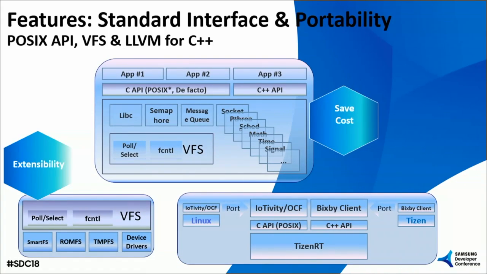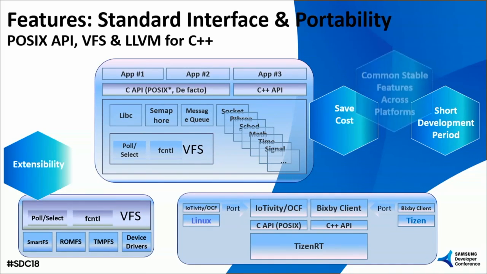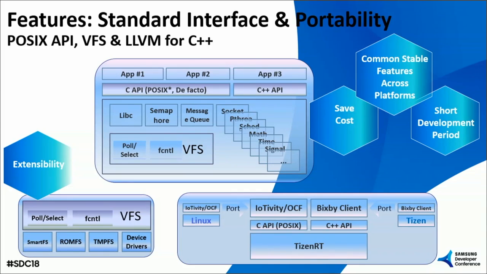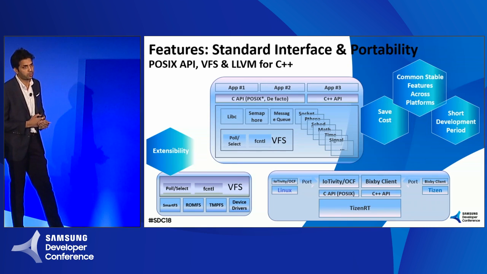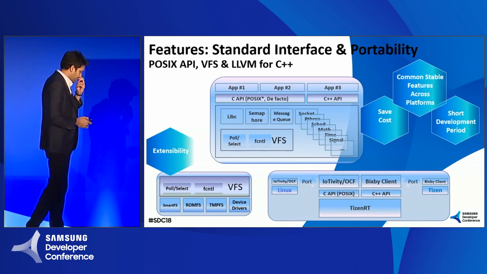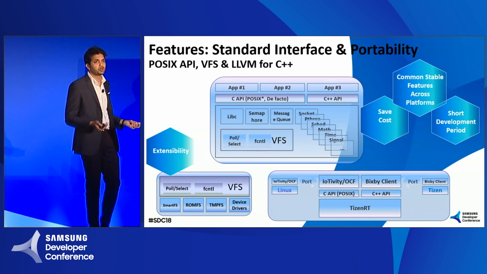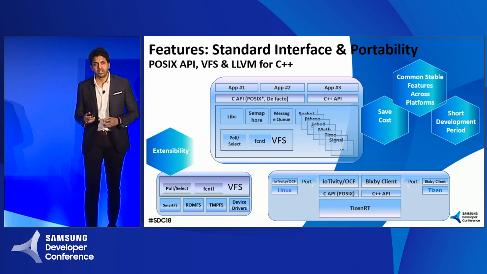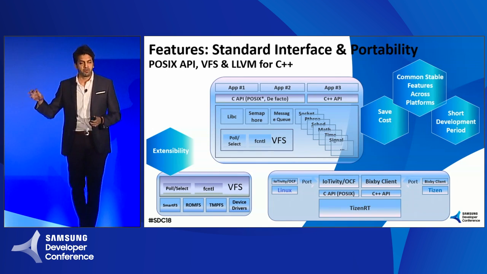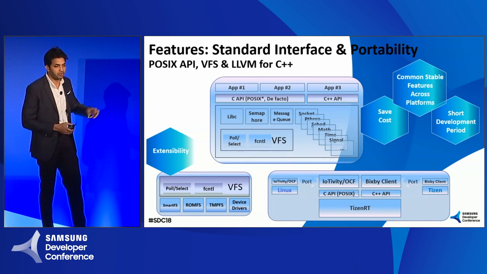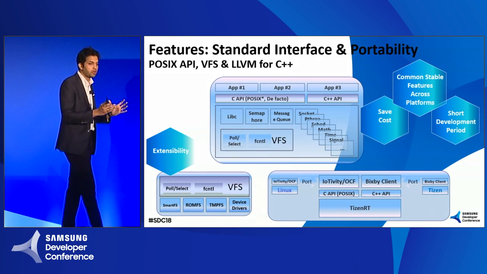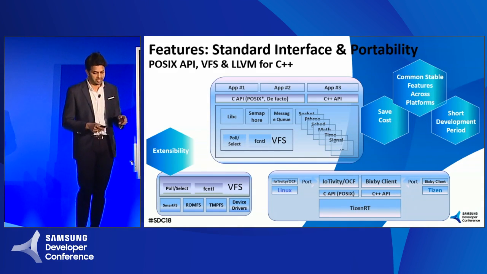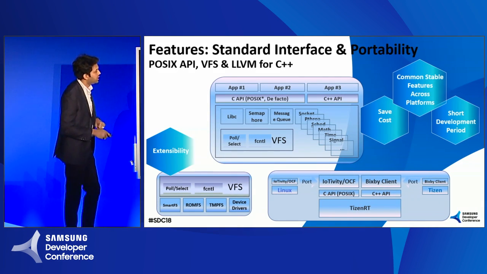The reason why we chose this was to save cost, shorten the development period, and use the common stable features across platforms. Currently, there are a lot of open source platforms and a lot of open source libraries, and we want one library from one platform, and another library from a different platform, and we want to build up something. So the simple example we have here is this.